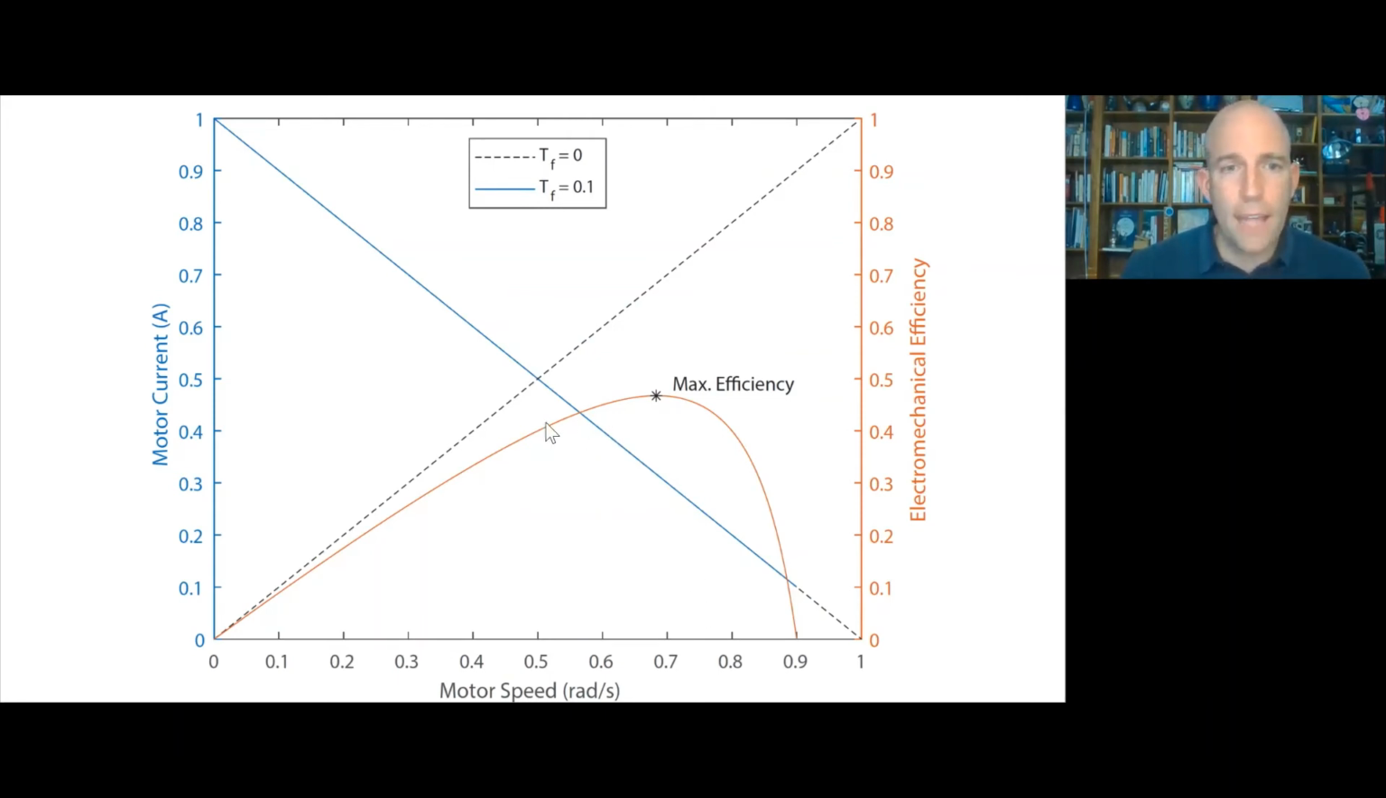You'll notice if we add some friction, here we've added 10% of the stall torque as friction, then the efficiency does drop off of the ideal case, but still most of the loss here is to that ohmic resistance of the coil.